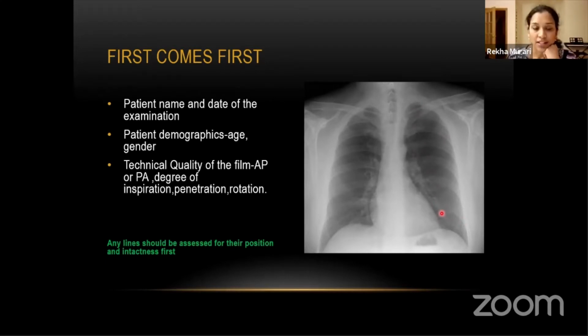The next thing we look at is whether the penetration is optimal. The way to look at it is the spine just behind the heart, which should just be visible. If it's not visible at all, it is under penetrated, and if it is too visible, then it is an over penetrated film. Also, of course, look at whether there is any rotation, by looking at the distance of the clavicles from the spinous processes in the midline.